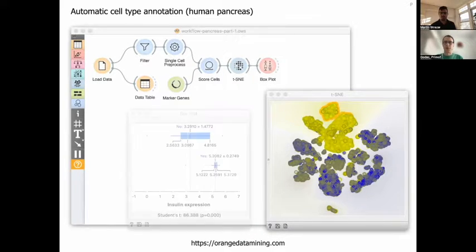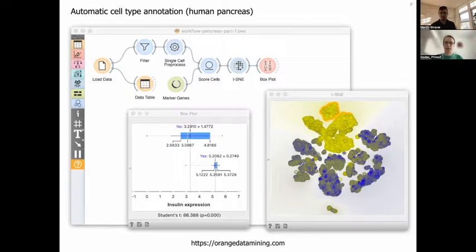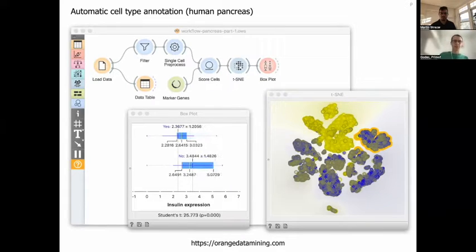We can, for example, also select some data in a t-SNE plot and observe, in this case, the expression of insulin. So the mean expression of insulin in the selected cluster is much higher than in the rest of the data. This method enables us to discover cell types in the data, but it needs a lot of manual work. So this is the reason why we developed a new automated way to annotate the whole landscape at one shot.